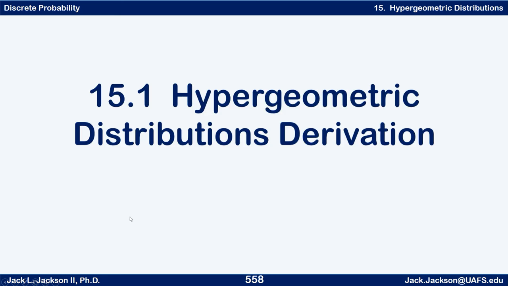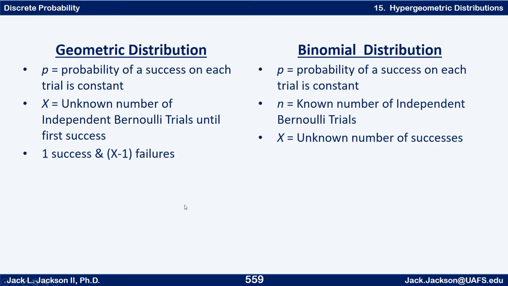So in this video, we're going to derive some of the formulas that we need for them and try to set the groundwork for what are the basic assumptions of a hypergeometric distribution. So first of all, let's compare and contrast a geometric and a binomial distribution.